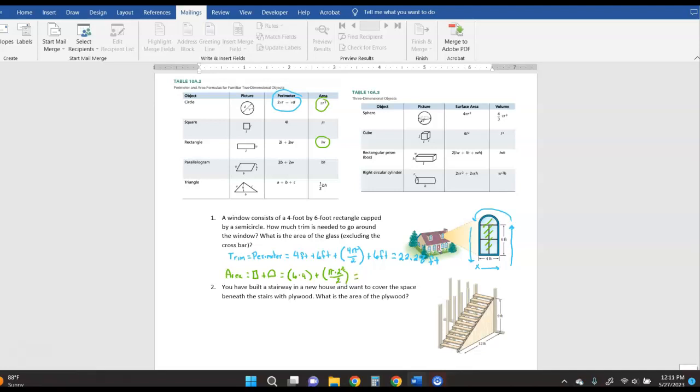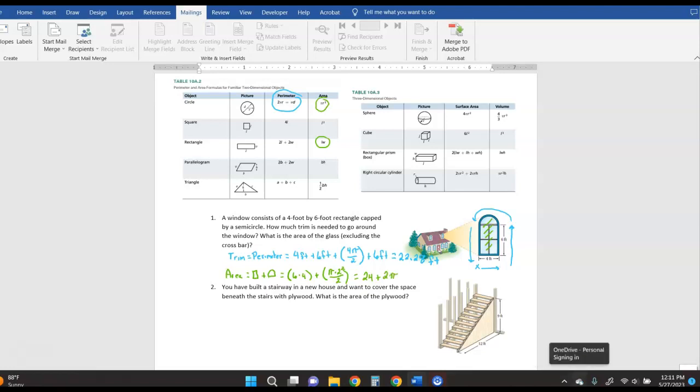And we're going to type that into our calculator. Or we can just do this mentally. So 6 times 4 is 24, plus 2 times 2 is 4, because that's squared, but we've got to divide that by 2. So now we have 2 pi.